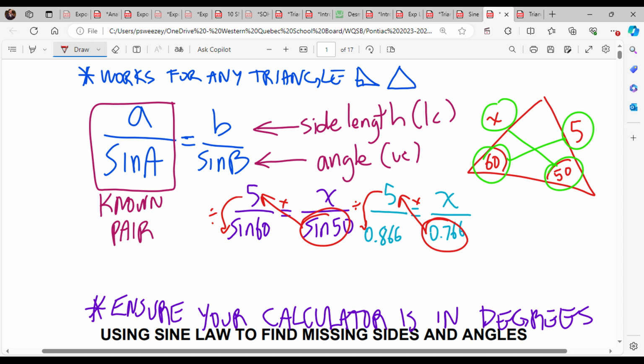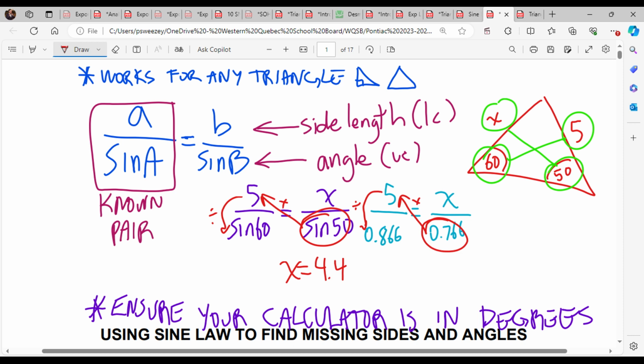Sine 50 times 5 divided by sine 60. And I get something like 4 point... At this point, if you want to take it to a 10th or a 100th or a 1,000th, that'll be dependent upon what the question's asking for. The question may say rounded to the nearest 10th, or if we do angles, degree. Whatever they suggest is what you're going to round it to. But that is sine law in a nutshell right there, just in terms of solving for a side length.